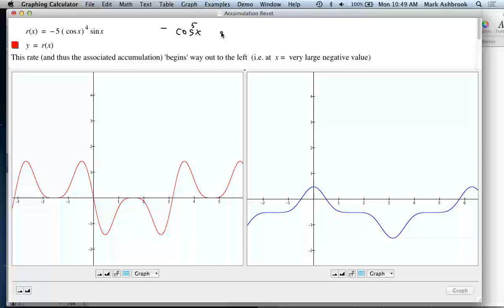Graph it against the... We could, but there's a quicker way now. Just take the derivative. Okay, so the derivative would be negative 5 cosine to the 4th x times negative sine x. So if we got what we started with, then we have this right.